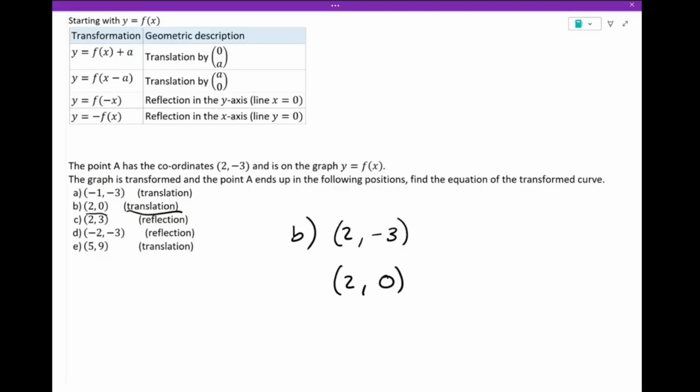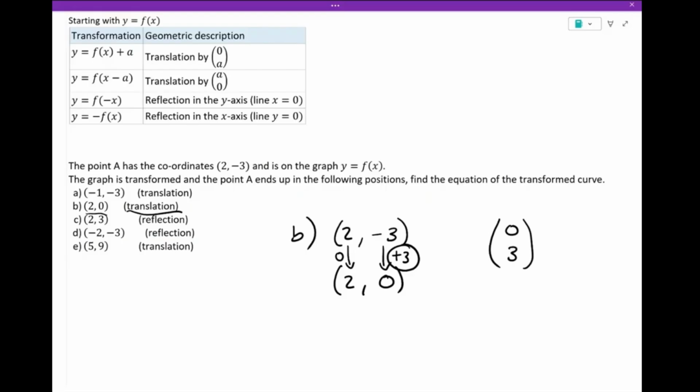So let's compare our coordinates. We'll note that the x coordinates have stayed the same, so the movement there is 0. Whereas for my y coordinates, we've gone from -3 to 0, so we're adding 3. Okay, so if I was to write out my vector or my translation, my horizontal component this time would be 0 because the x coordinate has not changed. Whereas our vertical component would be the +3, okay, because the y coordinate has increased by 3.